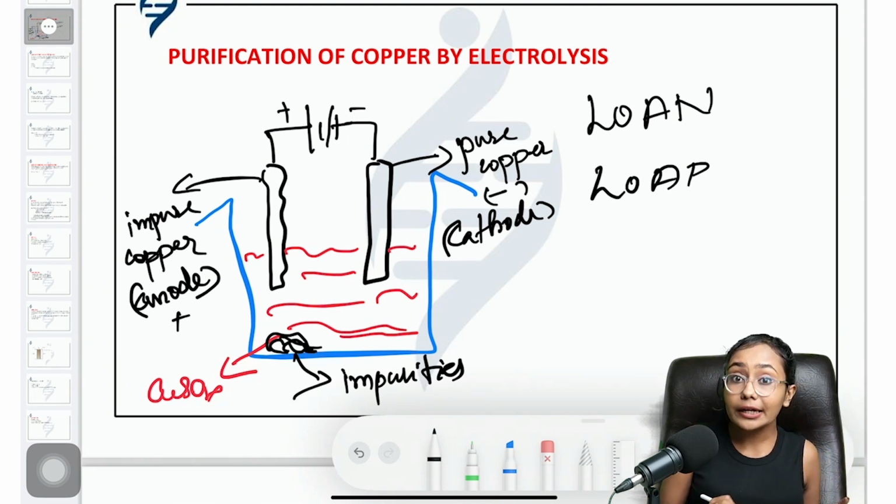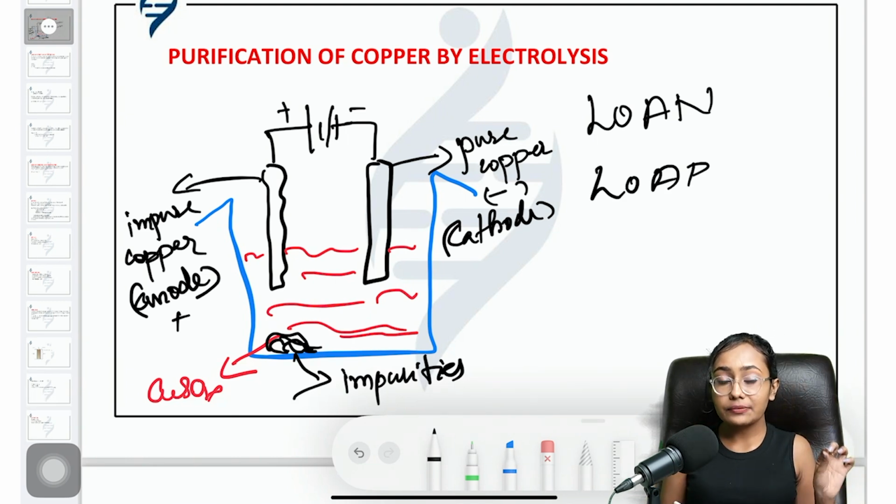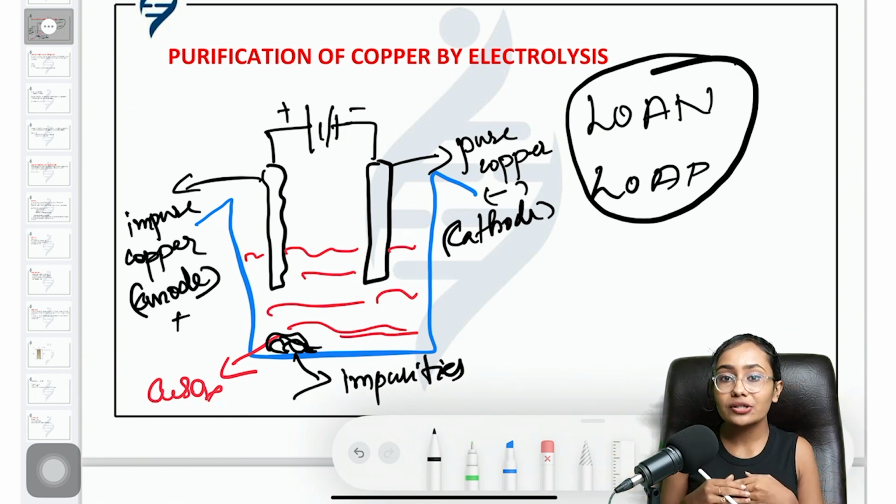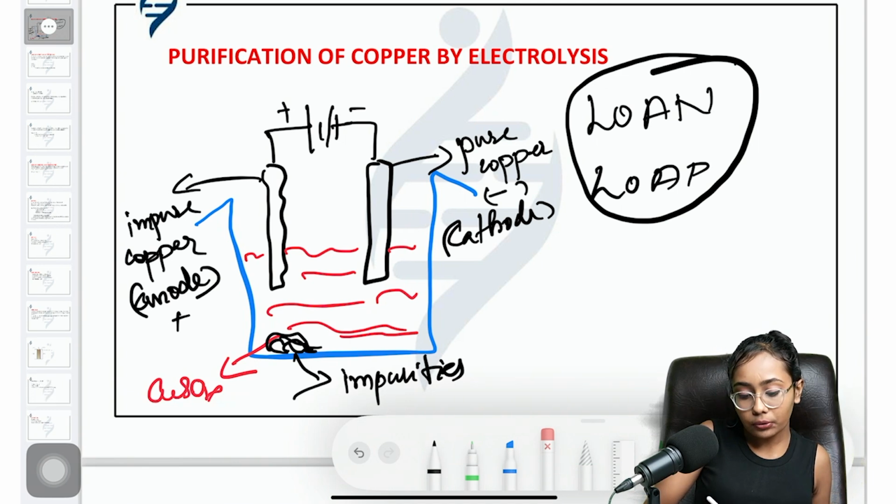In the case of electrolytic cells where electrolysis takes place, L for left side, loss of electron, O for oxidation, A for anode, and it is positively charged, P for positive. So keep this in mind: LOAN for electrochemical reactions, LOAP for electrolytic reactions, electrolytic cells.